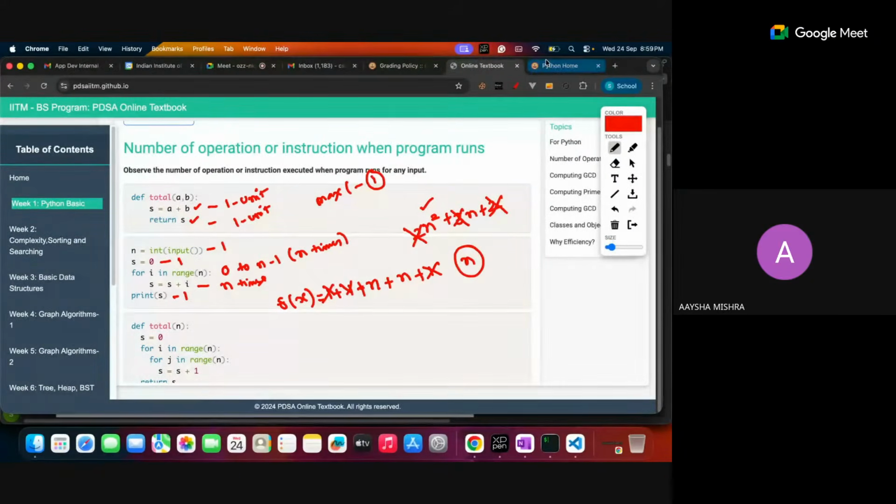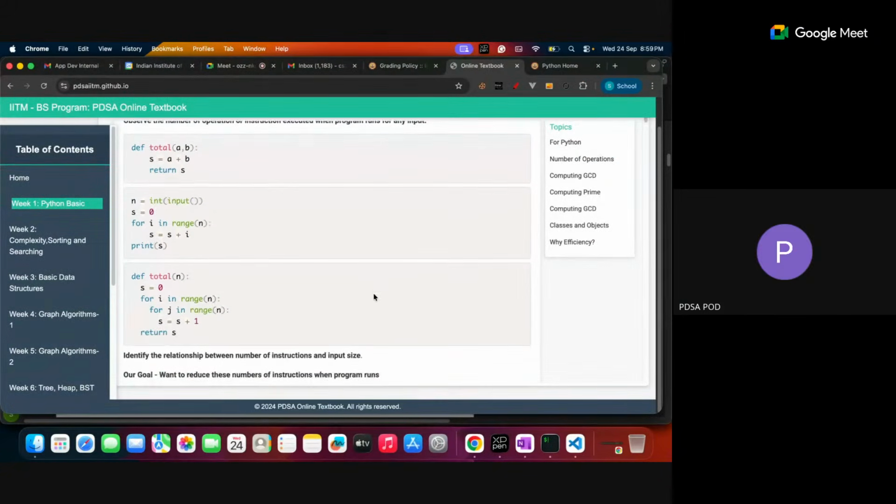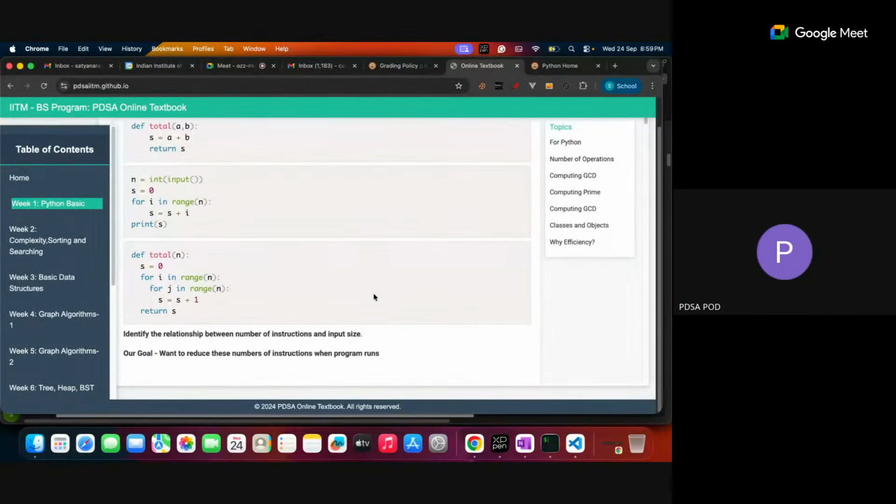I'm going for the next function. Look here. Now another total function is there, and it contains various instructions. This is 1 unit of time. So this is n times. Is it right?